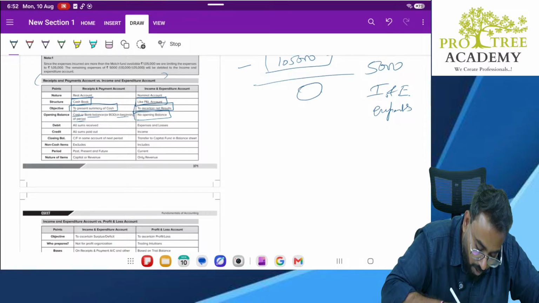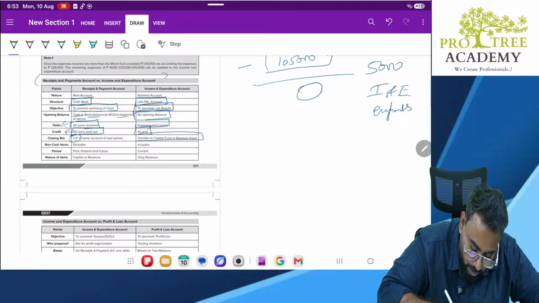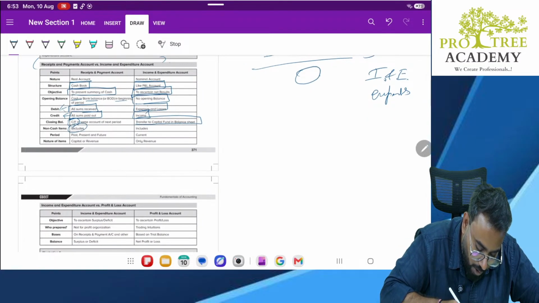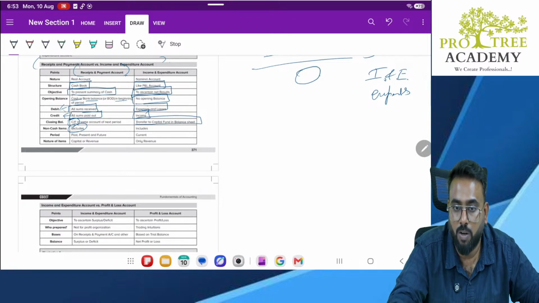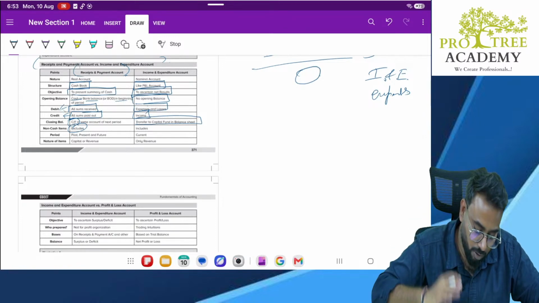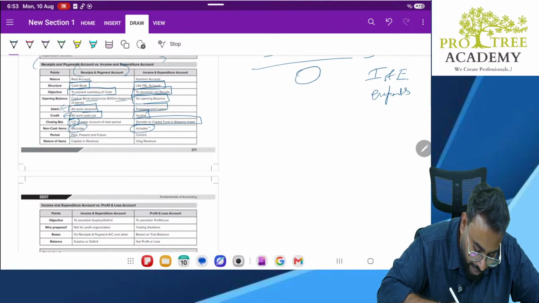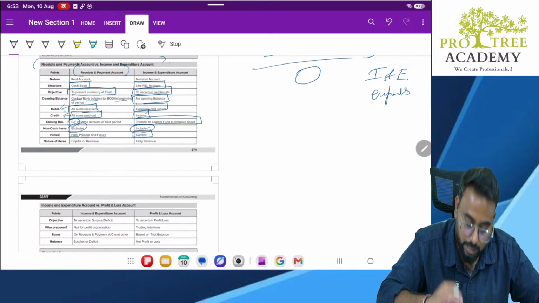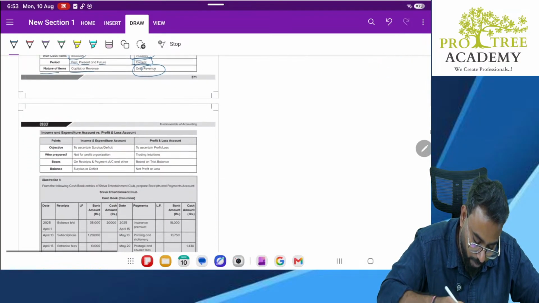All the sums received will be debited. All the expenses will be debited. All the sums paid out will be credited. Income will be credited. Closing balance will be carried forward and transferred to capital fund. Non-cash items are not considered in receipts and payments. Why? Because receipts and payments is a cash book, correct? Only cash payments and cash receipts will be accounted. Income and expenditure includes non-cash items also. Period: past, present and future, it is only for current. Nature of items, capital or revenue: it is only revenue.